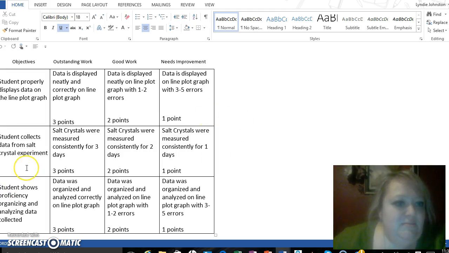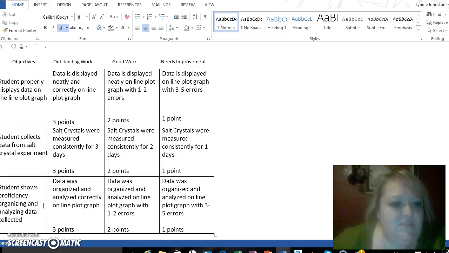Then the next objective that I'm going to grade the students on is the student collects data from the salt crystal experiment. This is when the student will go for 3 days consistently and measure how much the salt crystals have grown. If they do it every day, they'll get 3 points. If they do it for 2 days, they get 2 points. If they do it for 1 day, they get 1 point.